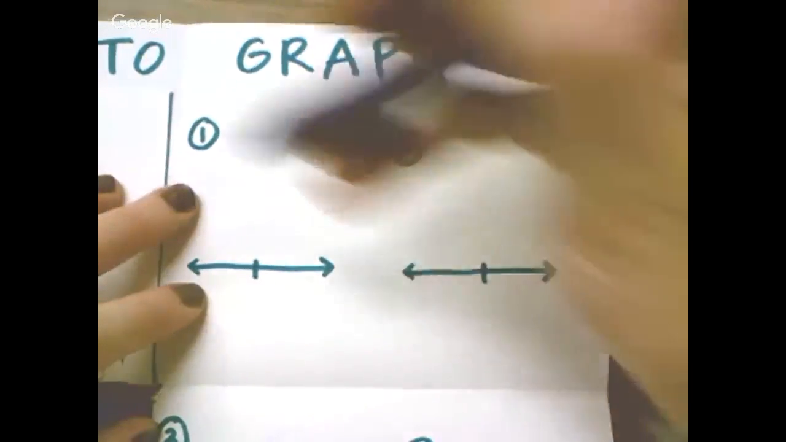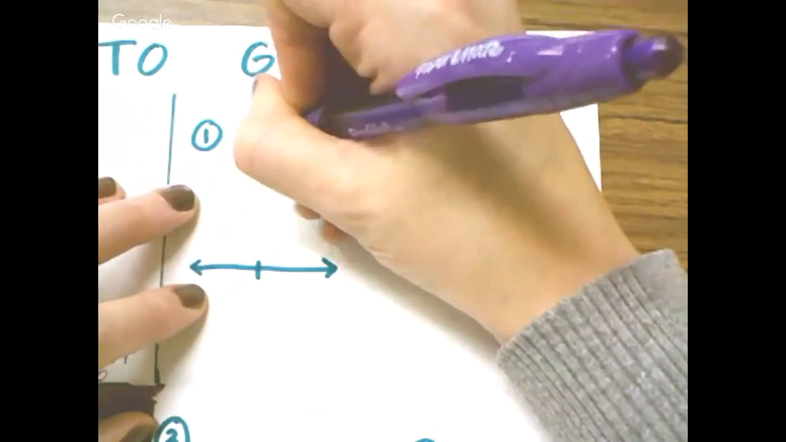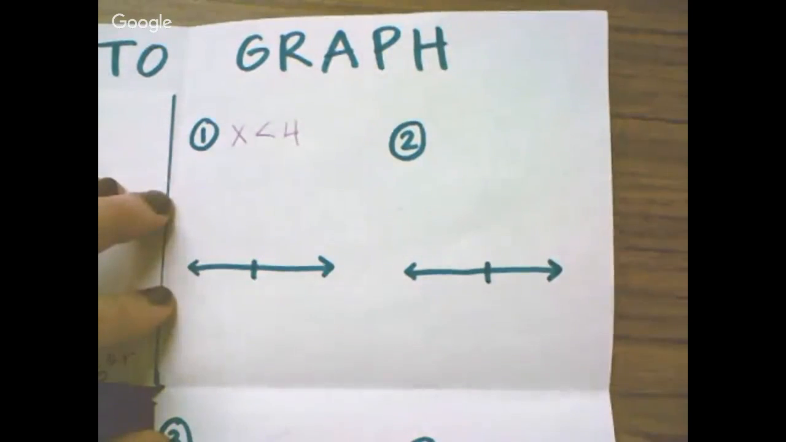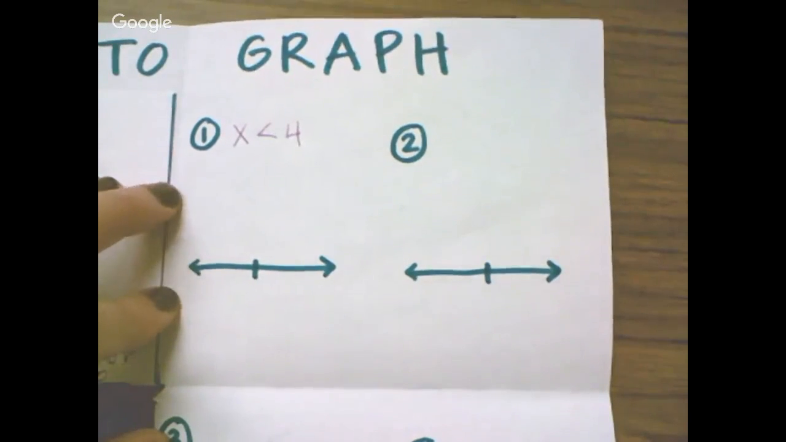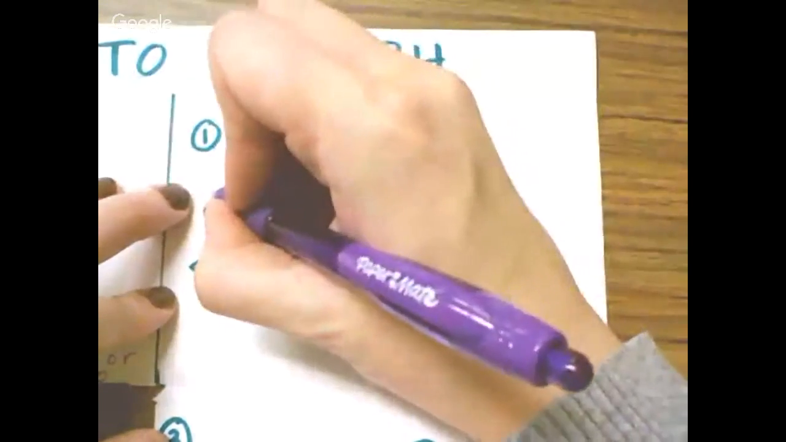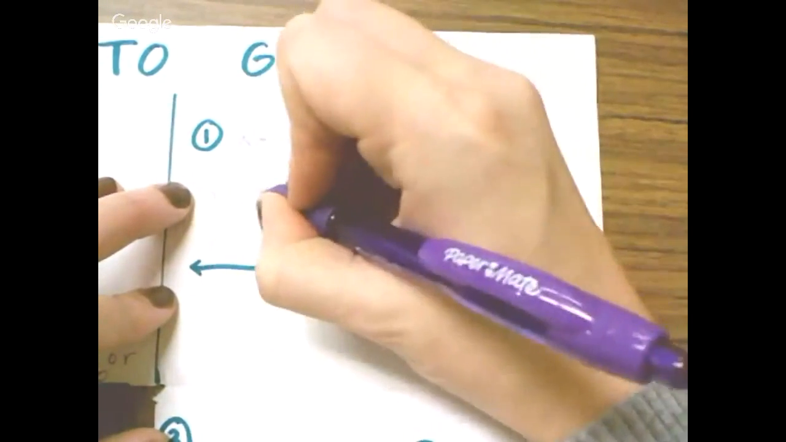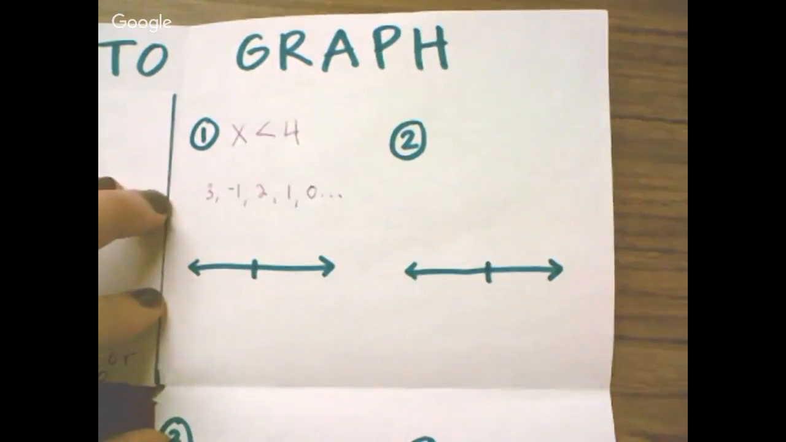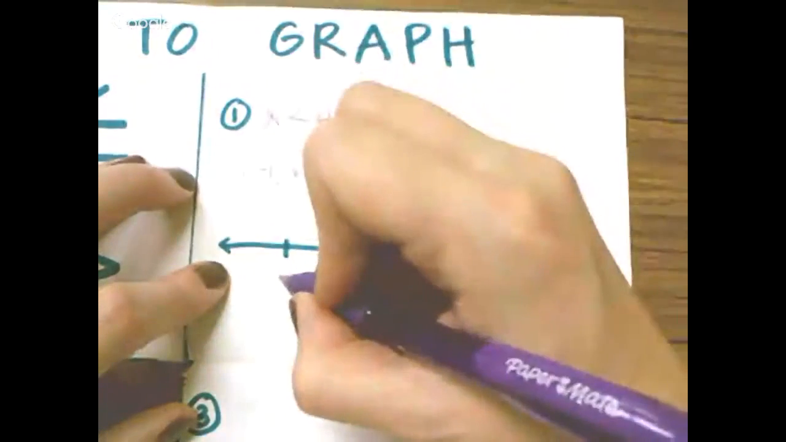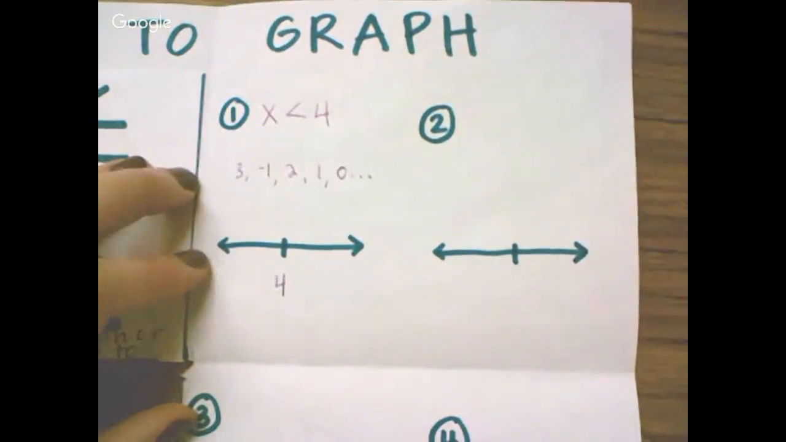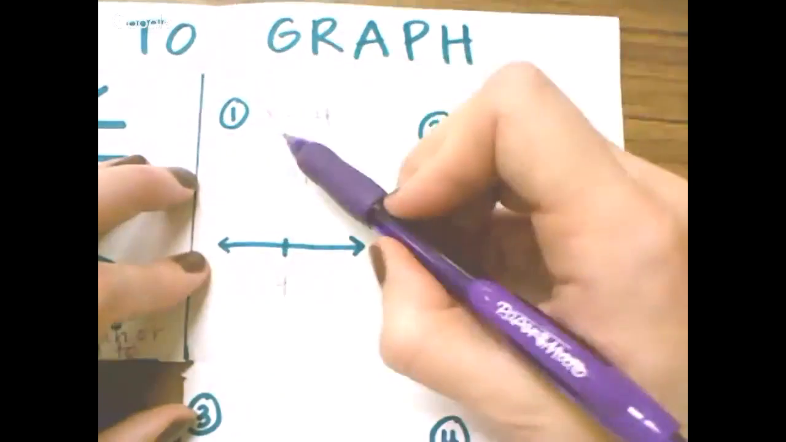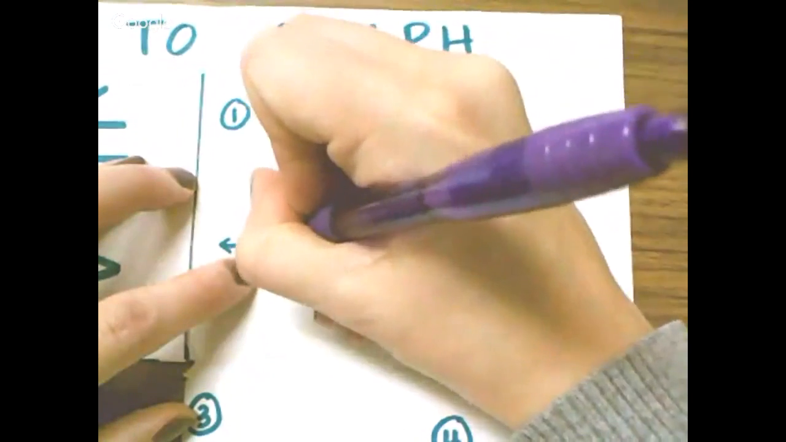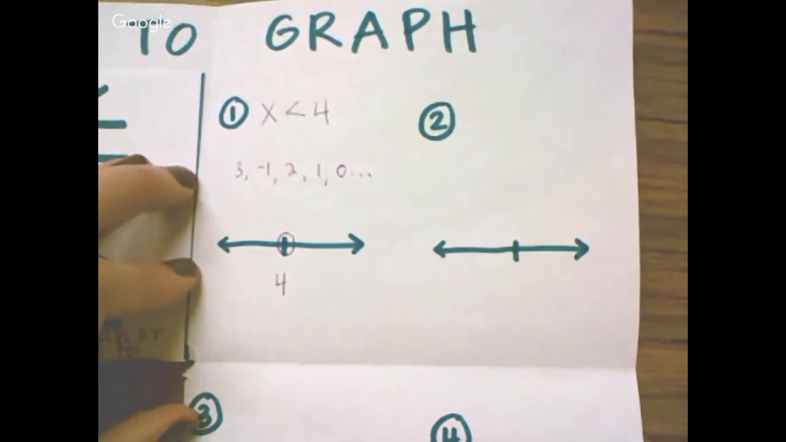So my first one, let's have x is less than 4. What are some options where x is less than 4? Could be 3, -1, 2, 1, 0, and a whole bunch more. So on my number line, I'm talking about 4, it's just less than, it's not equal to, so it's an open dot, not filled in. But then it's all of these values on the left.